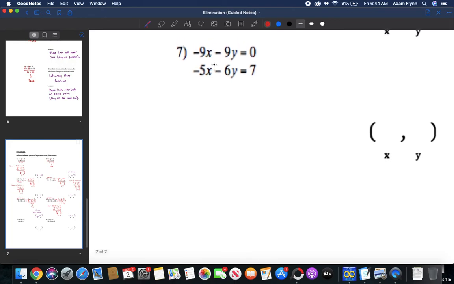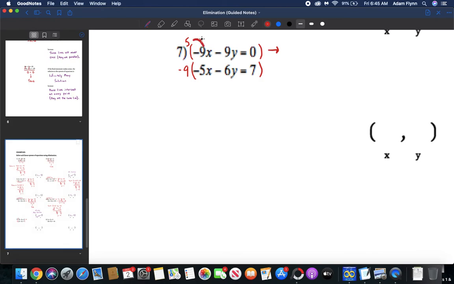Okay, so let's find the smallest. Now let's try to eliminate x this time. So what is the smallest number that 9 and 5 both go into? Okay, I believe it is 45. So I need to make one of these positive 45x and the other negative 45x. To make this negative 9x negative 45x, I will multiply by positive 5. And for my bottom equation, to make this negative 5x a positive 45x, I need to multiply by negative 9. So those are what I am scaling my equations by: 5 up top and negative 9 down bottom.